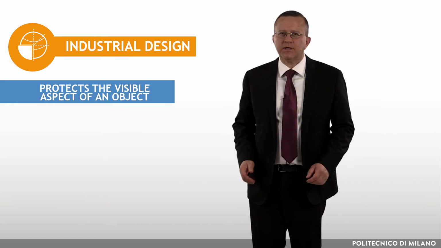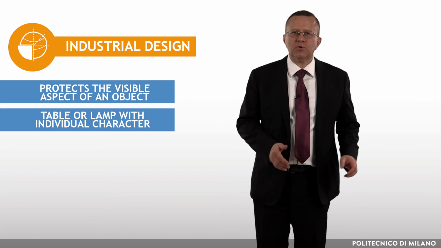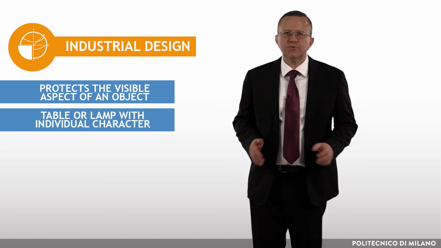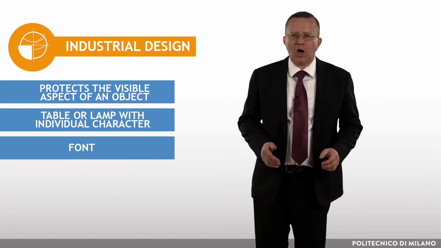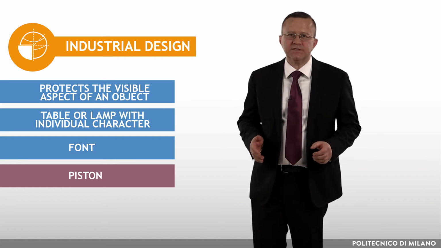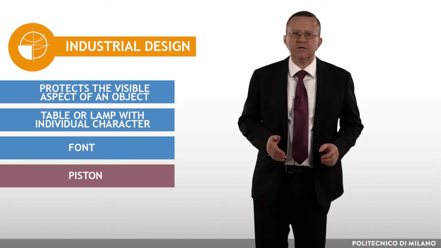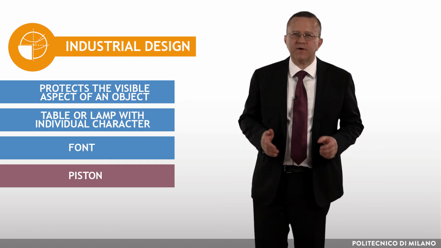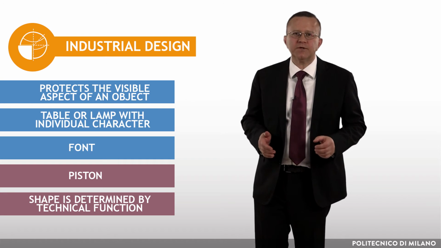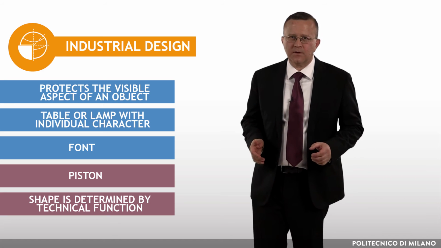For example, it can be used to protect a new table or a new lamp having an individual character. It can also be used to protect a new font. However, it cannot be used to protect the shape of an engine piston, for instance, because the piston is not visible during its normal functioning, and also because its shape is normally determined by its technical function.